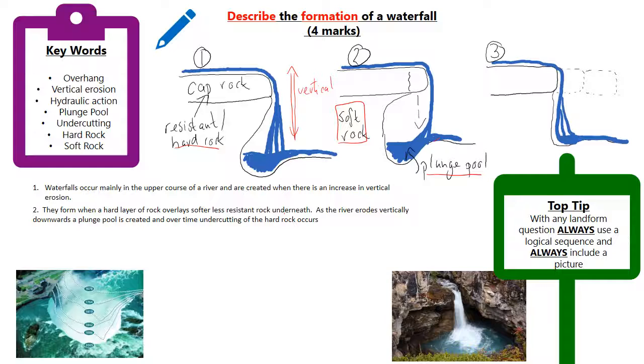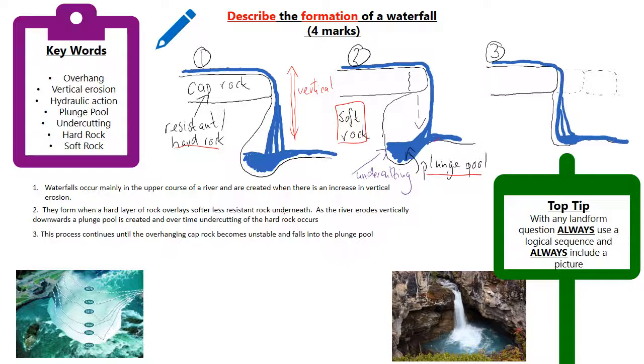And as it says, over time, undercutting of the hard rock occurs. Now, I've left that off. With the diagrams I've got here, it would be really difficult to know where that is. So what I would do is draw a diagram and simply label that. It shows the examiner that you know where undercutting occurs and what it actually means. So you can see how vital a diagram is.